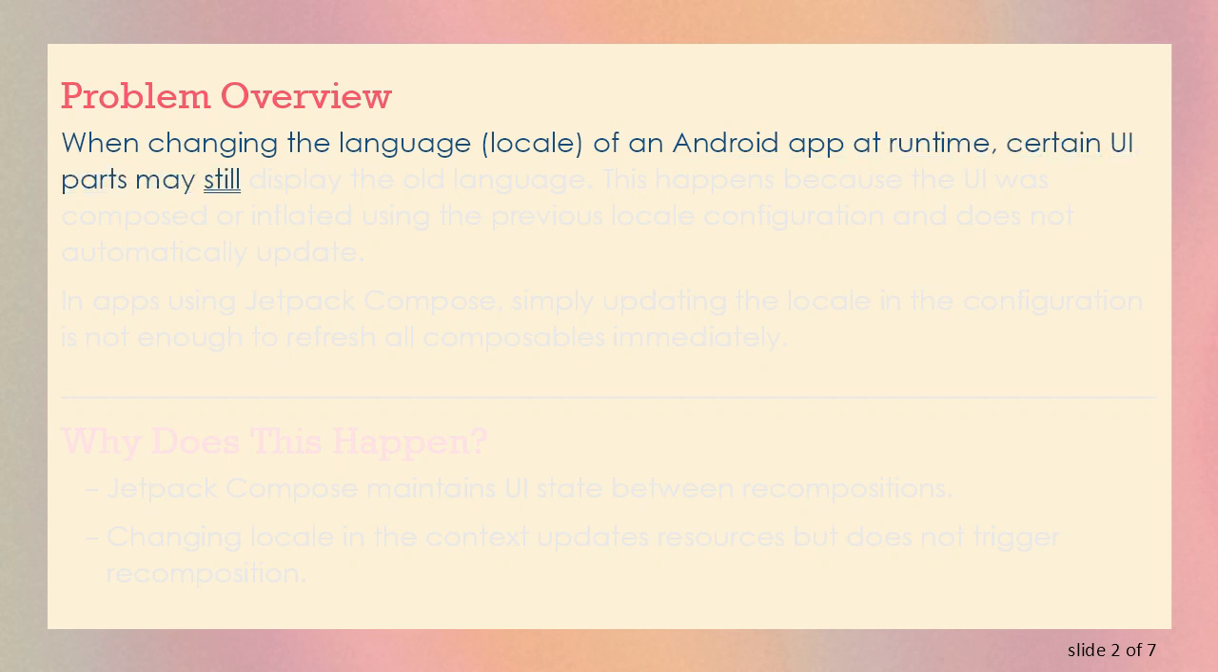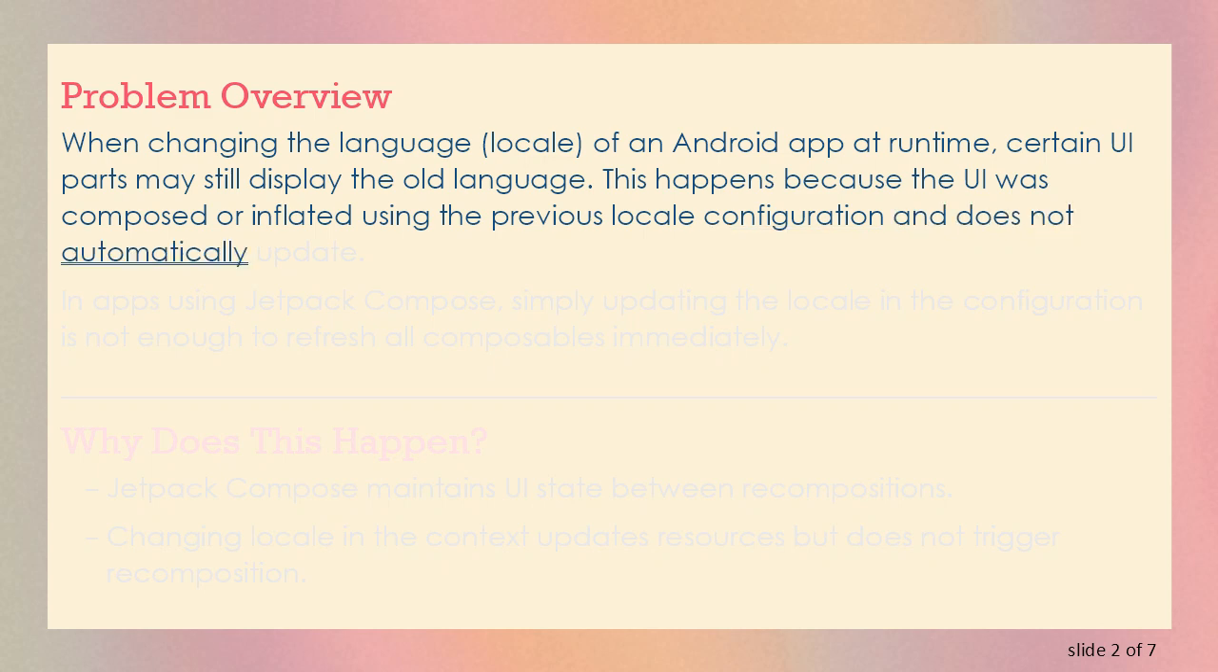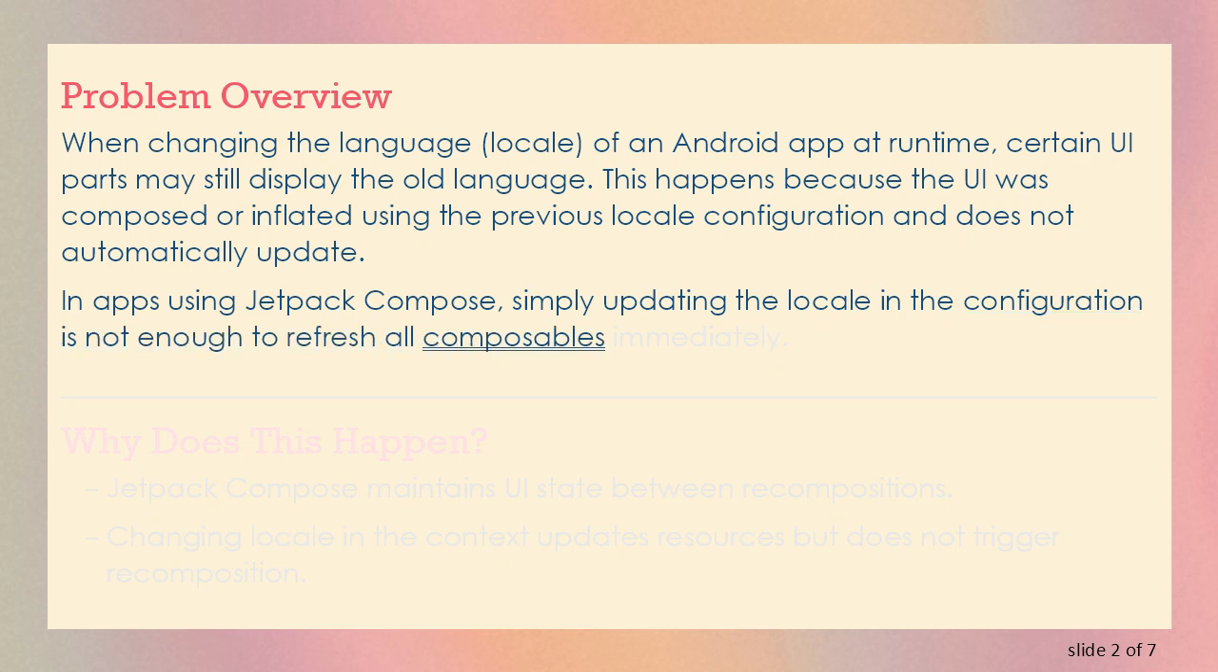Problem overview. When changing the language, locale, of an Android app at runtime, certain UI parts may still display the old language. This happens because the UI was composed or inflated using the previous locale configuration and does not automatically update. In apps using Jetpack Compose, simply updating the locale in the configuration is not enough to refresh all composables immediately.